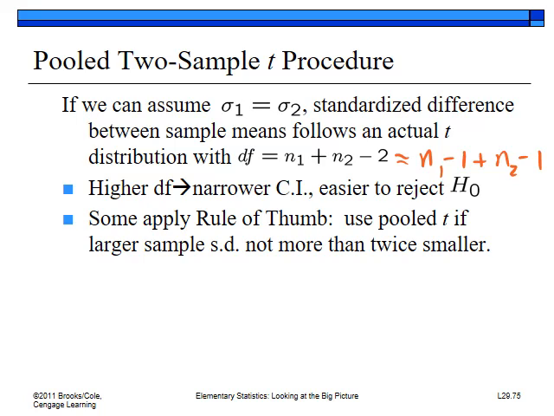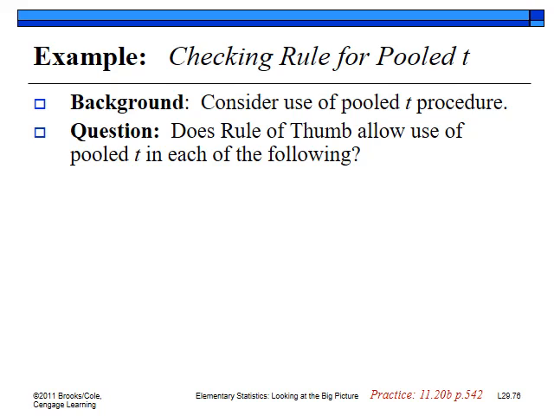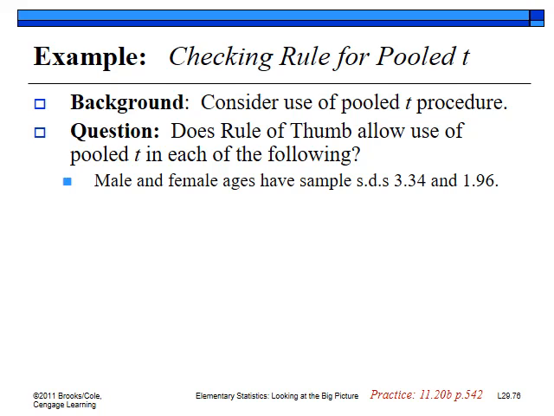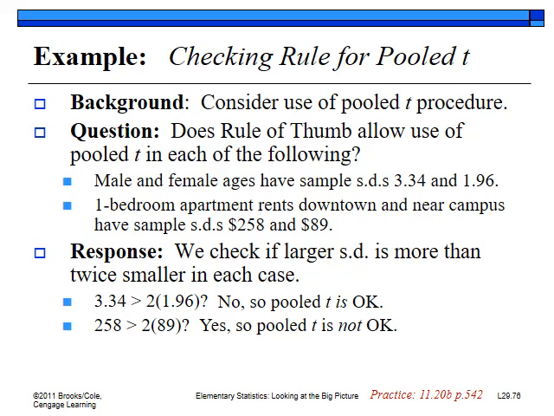There is a rule of thumb. We'll use the pooled t if the larger sample standard deviation is not more than twice the smaller. So look at these. Here are some possible sample standard deviations. To check the rule, find the smaller standard deviation and double it, and see if that's bigger than the larger one. In the first case, it's not. So we can use the pooled technique. In the second case, it is. So the pooled technique is not okay.